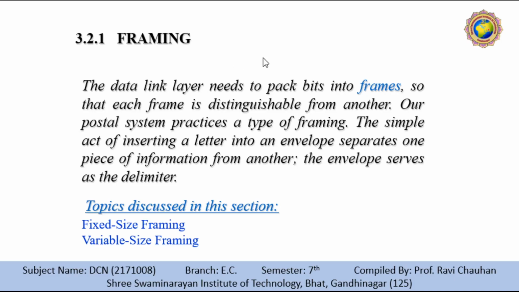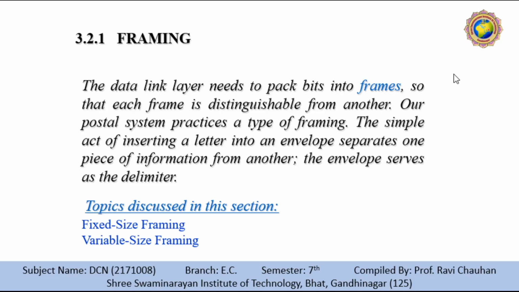Framing in the data link layer separates a message from one source to the destination, or from one message to another destination, by adding a sender address and a destination address. The destination address defines where a packet is to go. The sender address helps the recipient acknowledge the receipt.